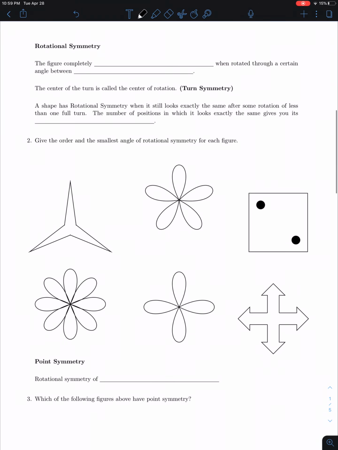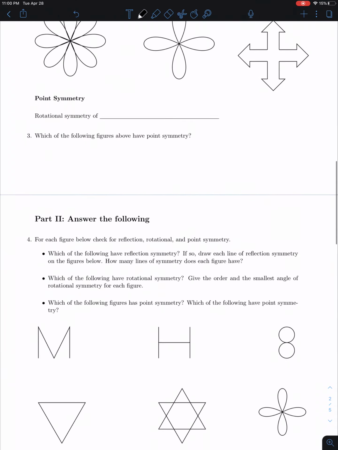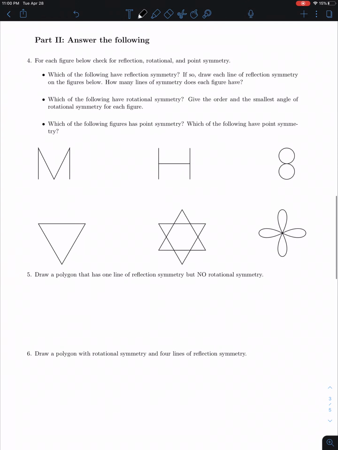Rotational symmetry is just like our rotation, and the main thing to remember with rotational symmetry is that eventually the figure will turn back onto itself again. With these, if you rotate them some degrees, they'll end up being exactly the same figure over again. Again, make sure you read these definitions. There's a lot of definitions with gaps in here. So I'll let you guys try part 2.